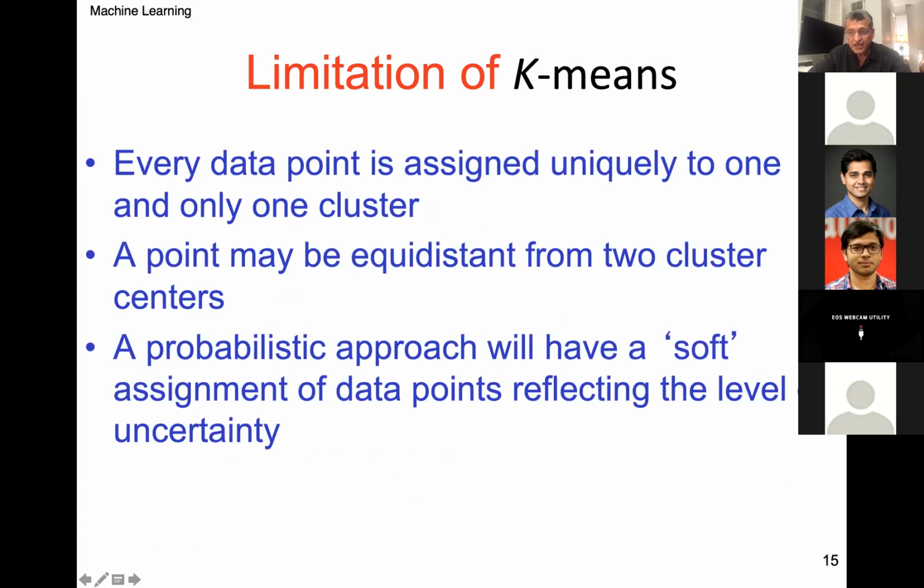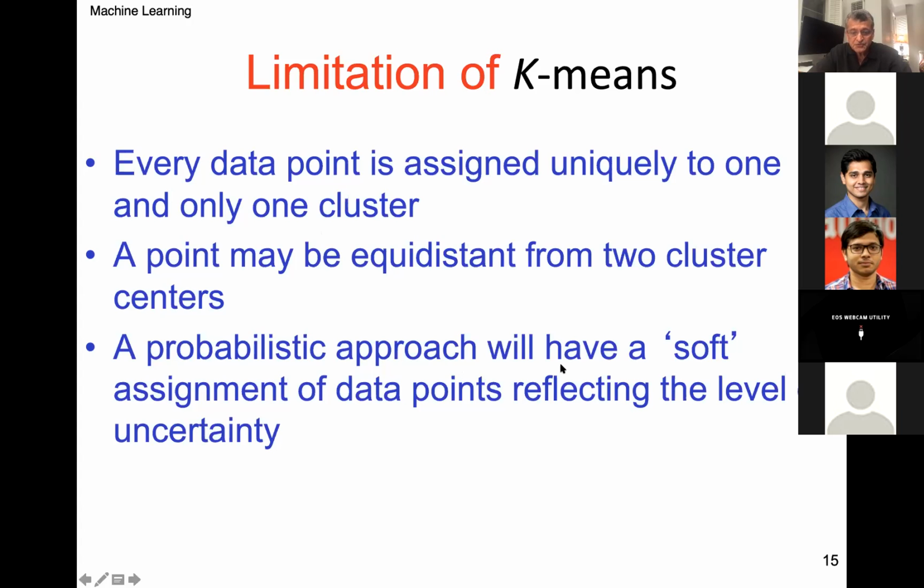All right, so if k-means is so simple, what are the limitations? Every data point is assigned uniquely to one and only one cluster. So this says this point only belongs to this cluster. It's like taking handwritten digits 0 through 9, and we are getting 10 clusters out of it. There might be a peculiarly written 0 where somebody hasn't closed the loop, and it could be interpreted as either a 0 or a 6. Such a point may be equidistant from two cluster centers.